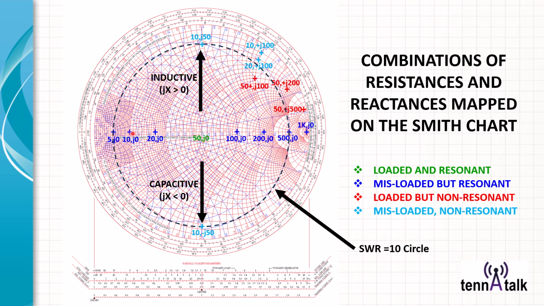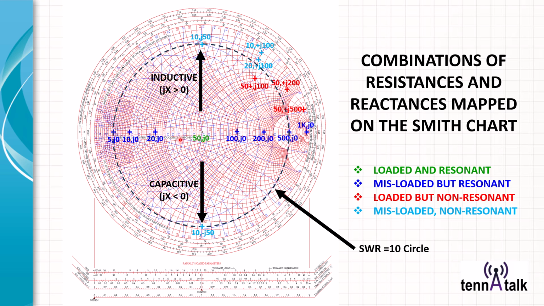If it was 10 j0, then it would be an SWR of 5. 20 j0, SWR of 2.5. 100 j0, SWR of 2. 4 and 10, respectively. So that's how you can look at that.